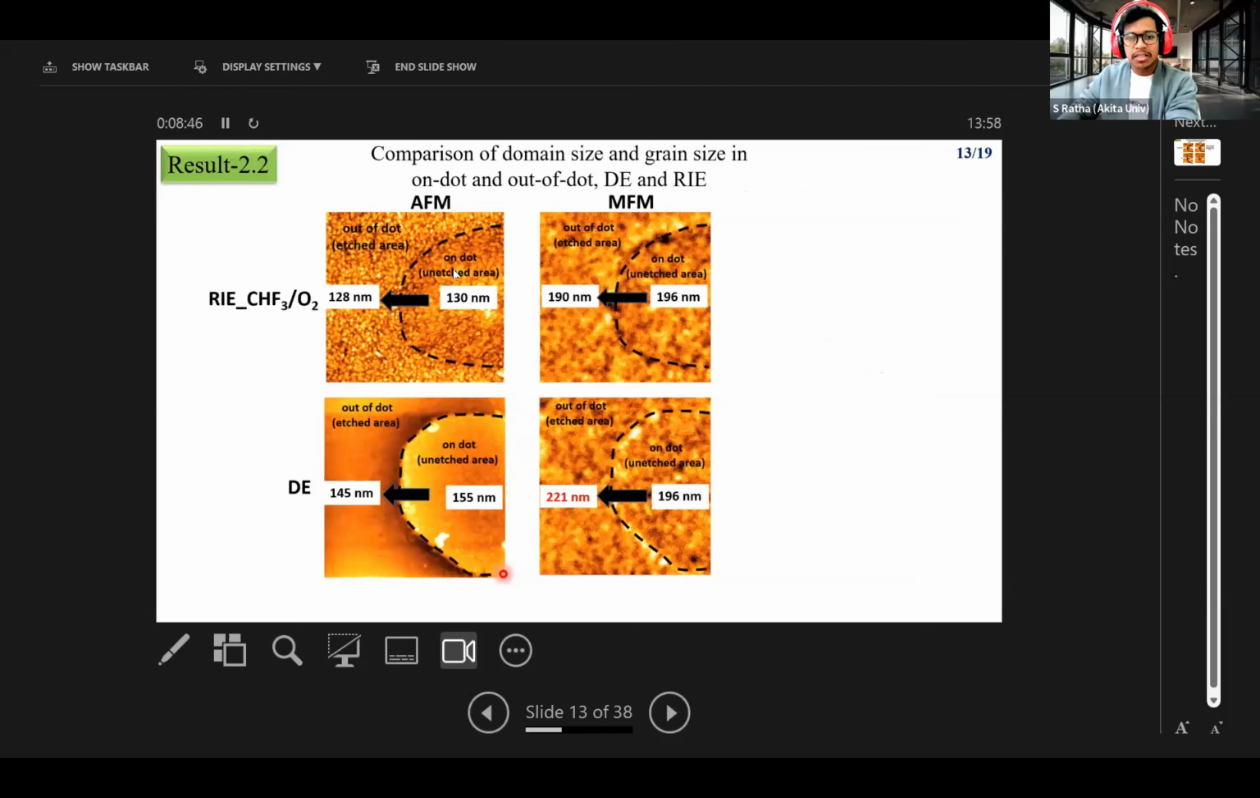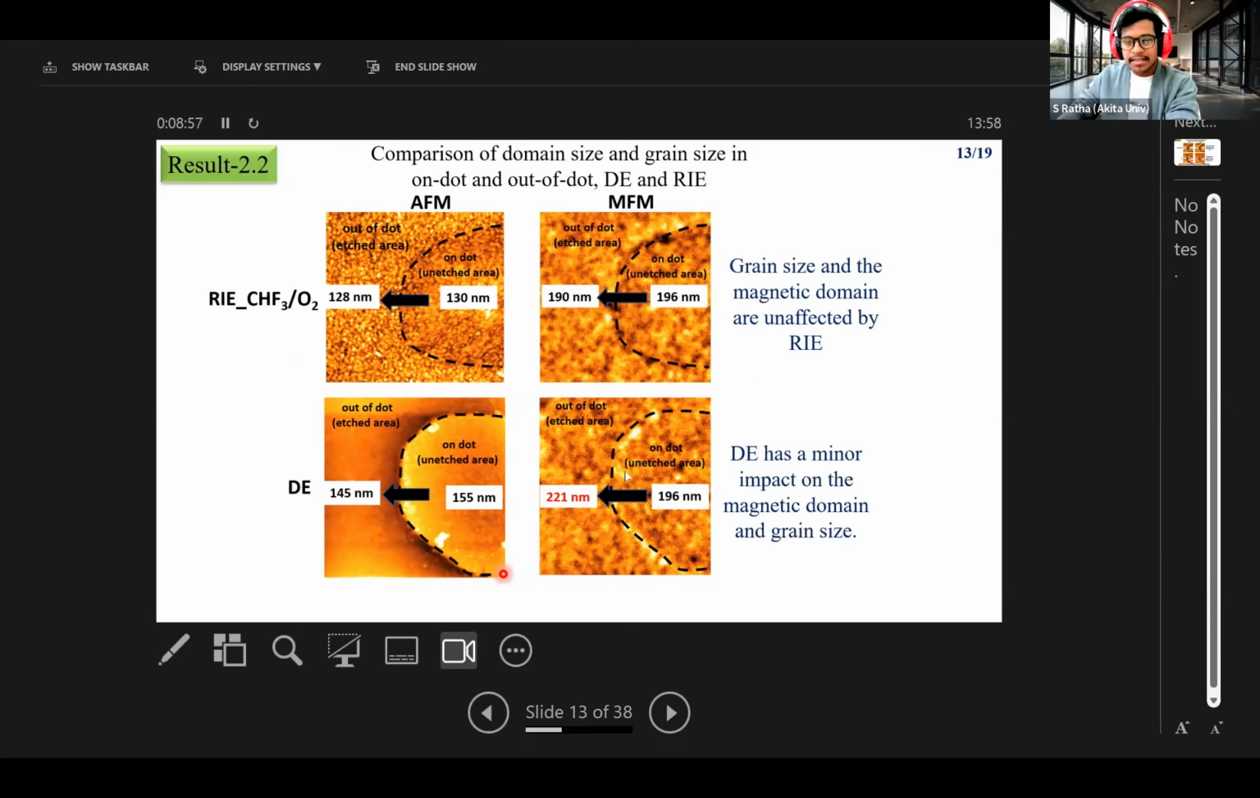You can see here, this is the domain study, and the grain size and domain size are not affected when the etching is performed by reactive ion etching. But you can see in the case of dry etching, there is an increase in the domain size that can cause magnetic damage. That means dry etching is causing magnetic damage with respect to reactive ion etching.